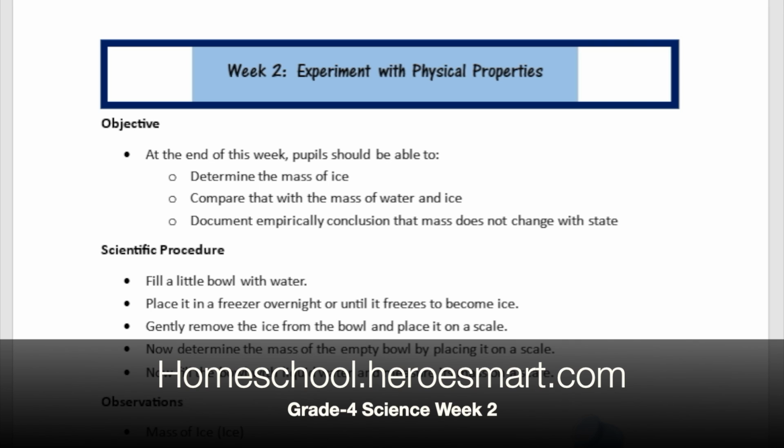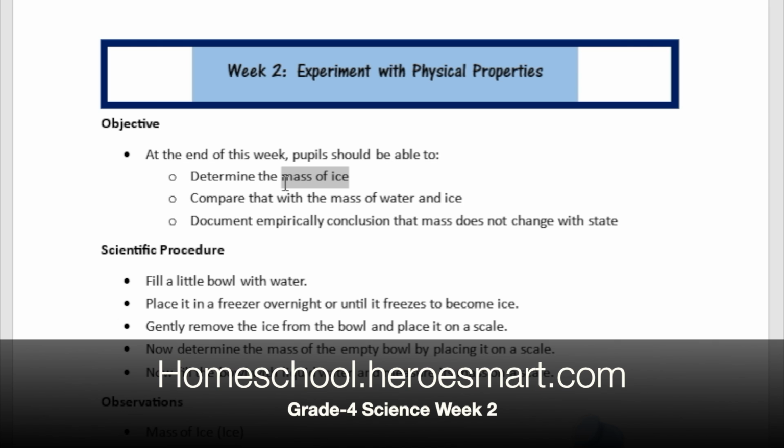Alright, so we're going to be talking about week number 2 of the curriculum, which is an opportunity for you to do a scientific experiment to measure certain things about the physical properties of matter. Well, what is this experiment going to be all about? The experiment is going to be all about determining the mass of matter.